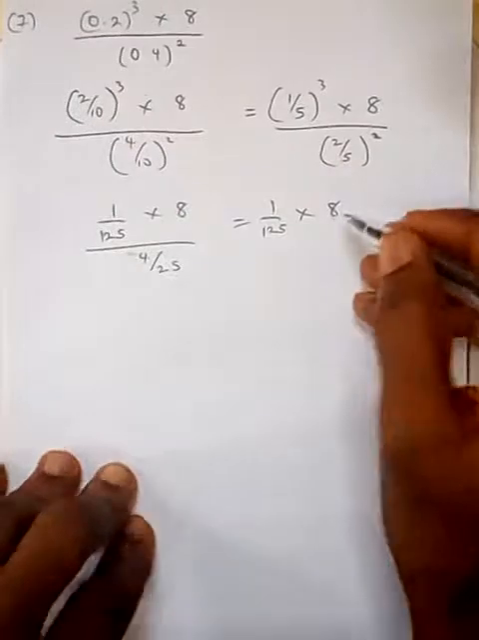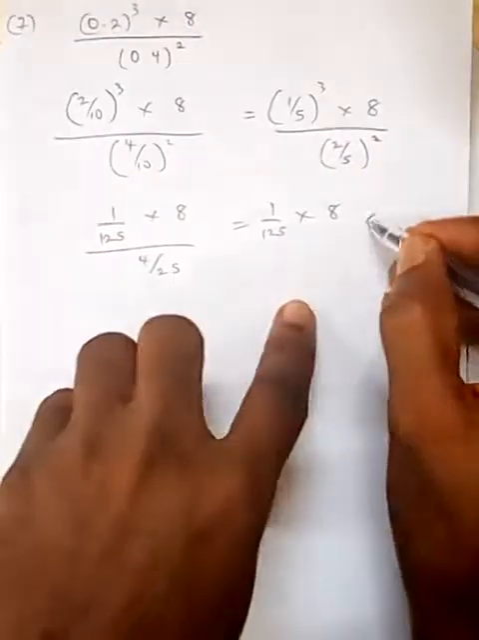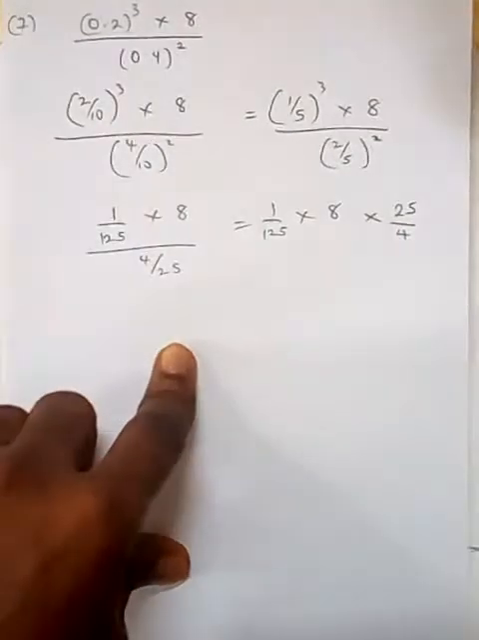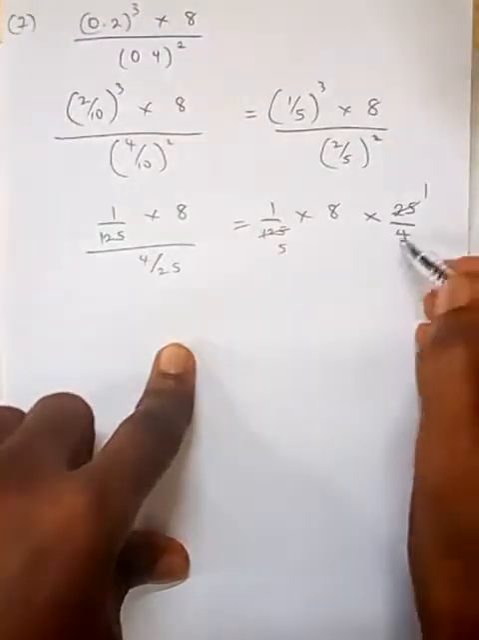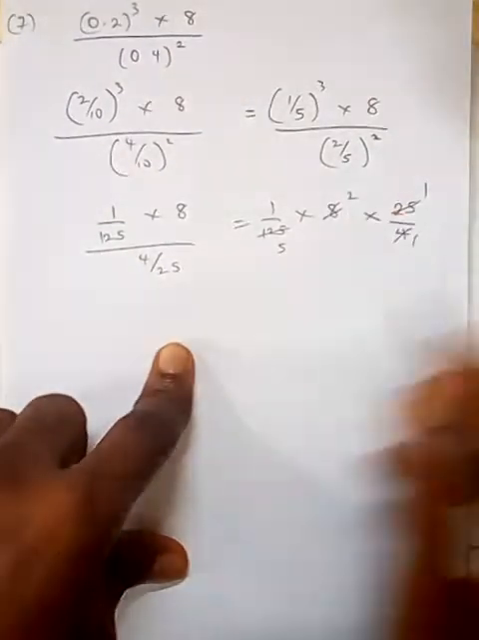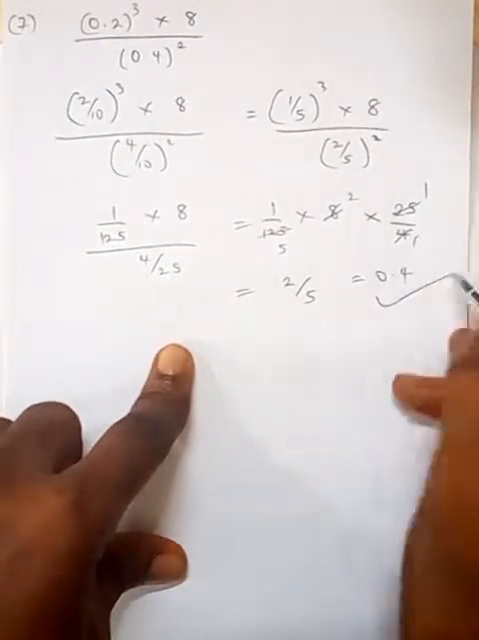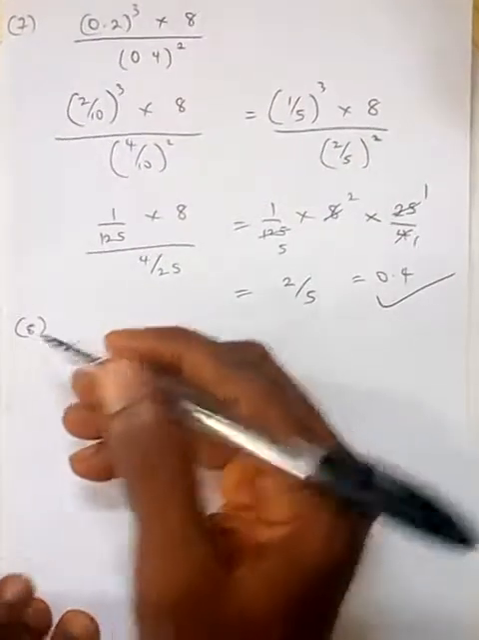Take this up, it's going to flip because this is divide. When you take it here, changing it to times, this guy flips, 25 over 4. Okay, so 25 here 1, 25 here 5, 4 here 1, 4 here 2. That gives us 2 over 5, which is 0.4. Okay, number 8.